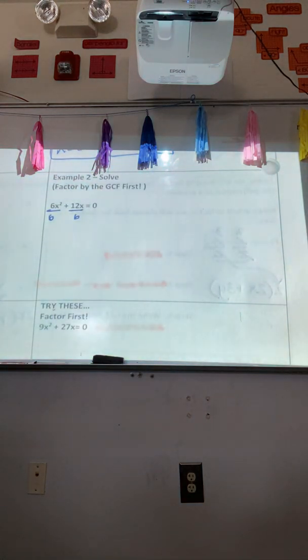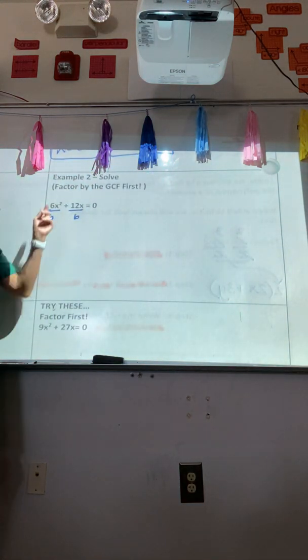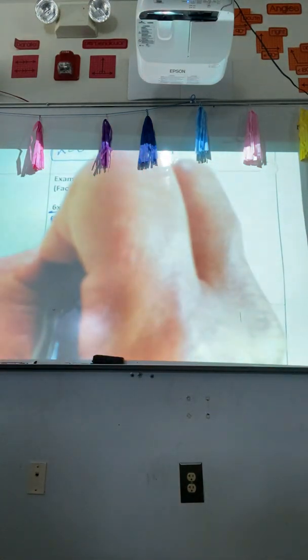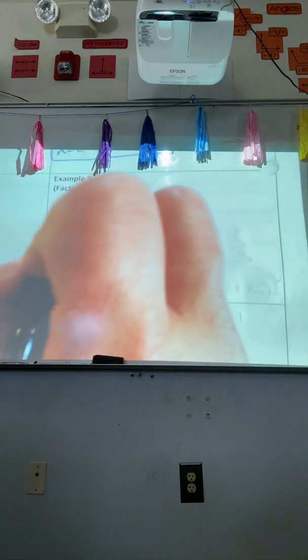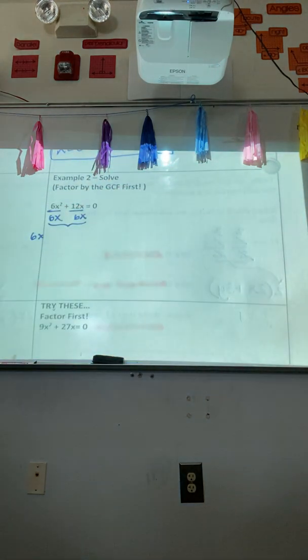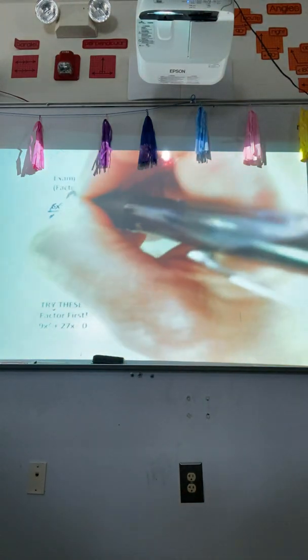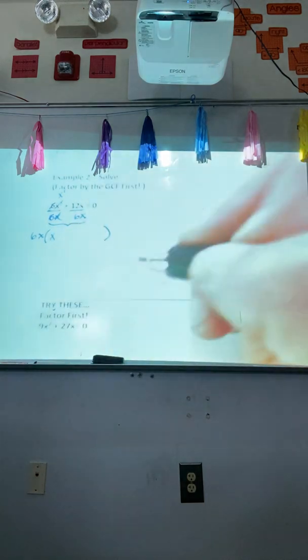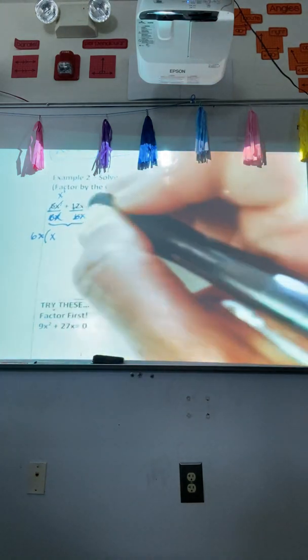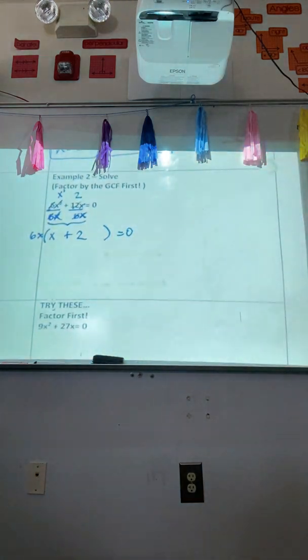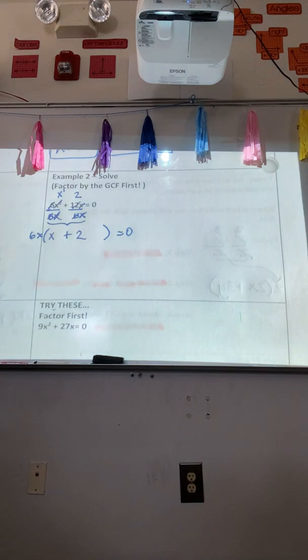Can I take anything else out front? That's an x squared and an x, so I can divide an x out. All right, so you're going to write that out front. And now reduce. I have an x to the first left over. And 12 divided by 6 is 2. Those x's cancel. So now that it's in factored form, it's easy for me to set the first piece equal to 0 and the second piece equal to 0. Okay?